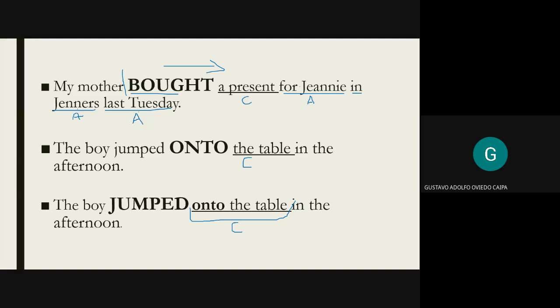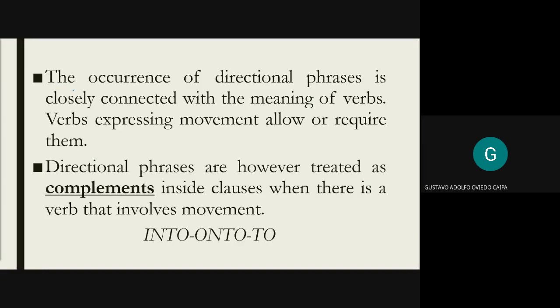So let's see some of that in other examples. So we say this section is in the copy. The occurrence of directional phrases is closely connected with the meanings of verbs. Verbs expressing movement allow or require them. So directional phrases, phrases that tell me the information of direction are, however, treated as complements. So phrases that include these prepositions like onto, into, or to, which express movement, normally are taken as complements inside a sentence.